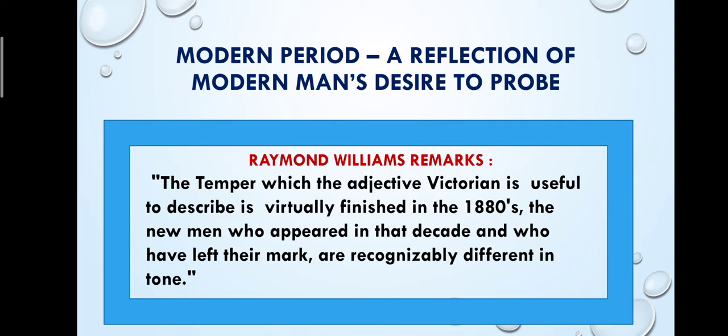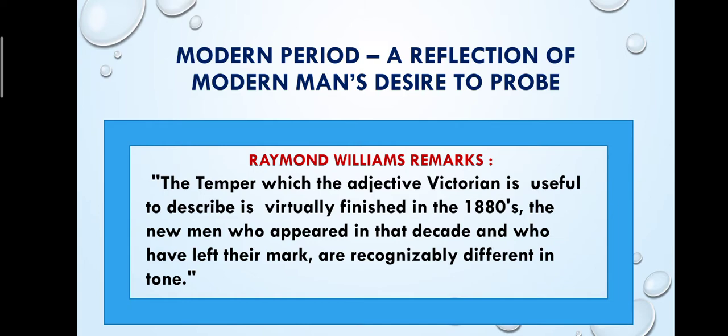As Raymond Williams, an eminent critic, remarks, the temper which the adjective Victorian is useful to describe is virtually finished in the 1880s. The new men who appeared in that decade and who have left their mark are recognizably different in tone. In the modern age, people generate a rebellious attitude towards the accepted notions and they start questioning the voice of authority.